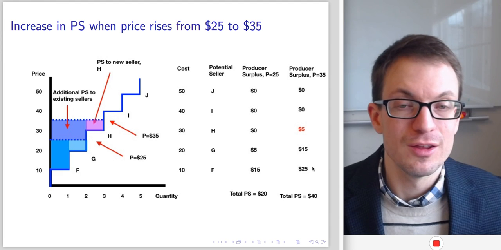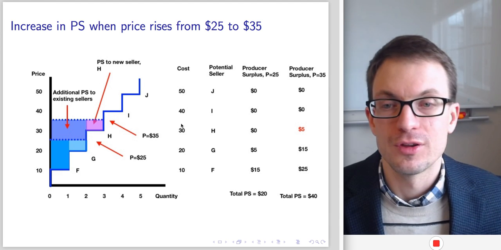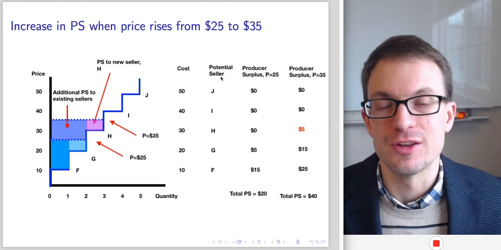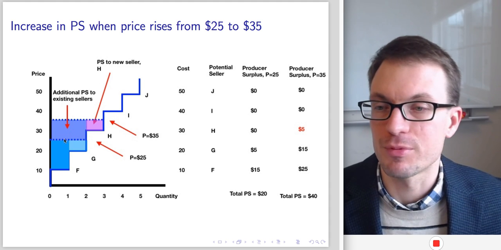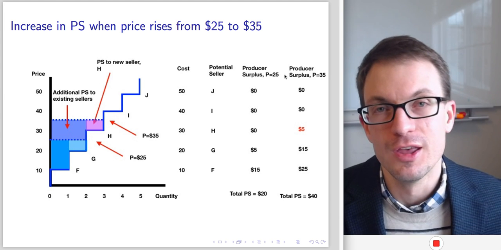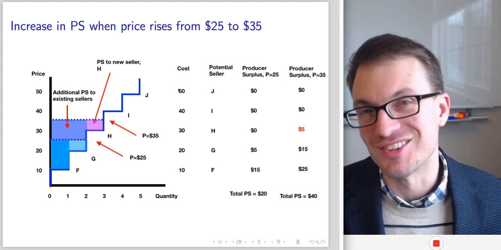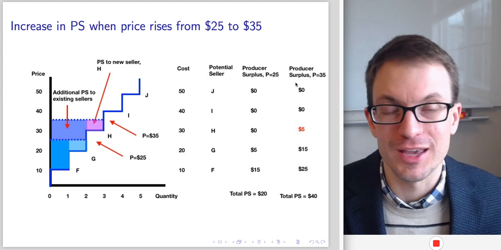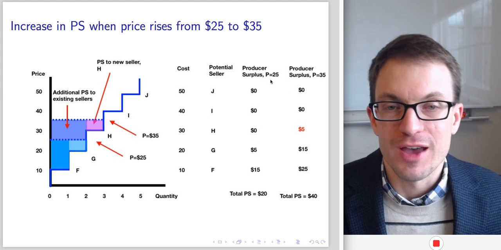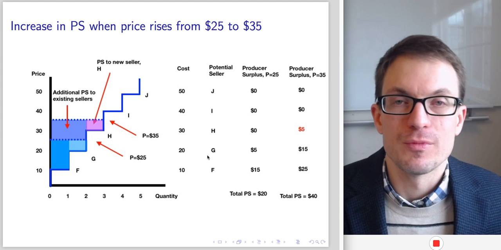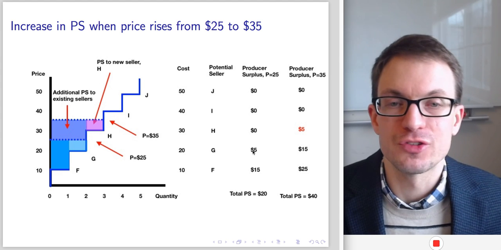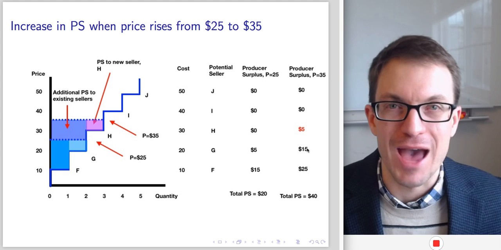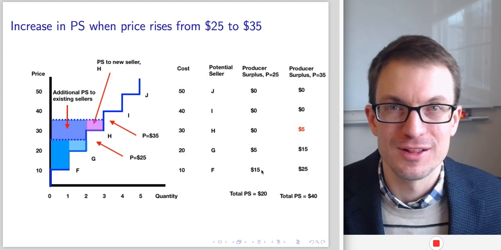How is this calculated? Well, we're just taking the market price minus the individual cost to get producer surplus. So a price of 25 minus 50 is a negative number. So we say J is not participating in either case, because 35 minus 50 is still negative. When we get down here, $25 minus $20 is $5. So seller G is in the market and receives $5 of surplus at a price of $25. $35 minus 20 is 15. So they're even happier at the price of 35. They get additional surplus. Right?